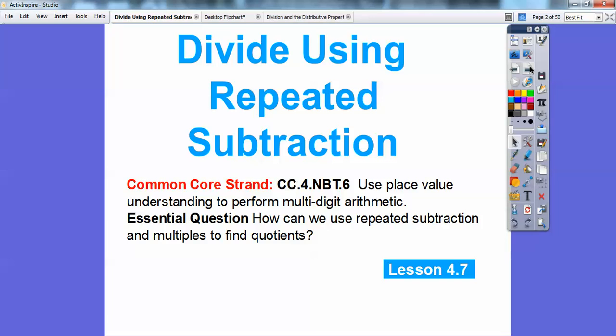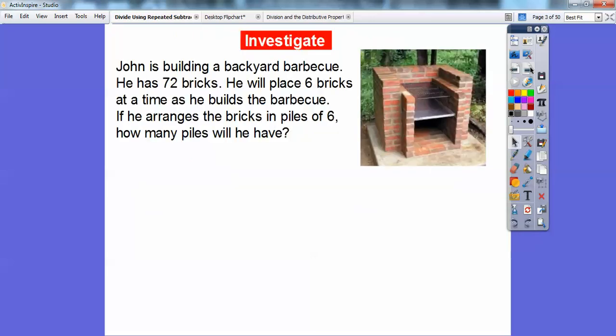The Common Core strand, here it is right here. And so our question here is how can we use repeated subtraction and multiples to find quotients. Quotients is just an answer to a division problem.